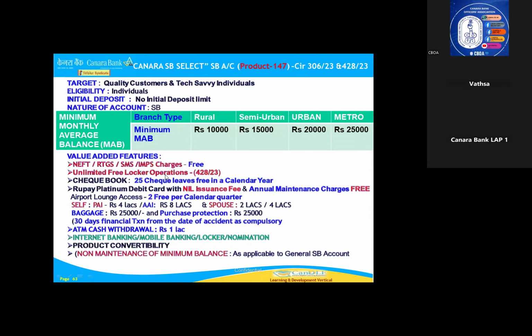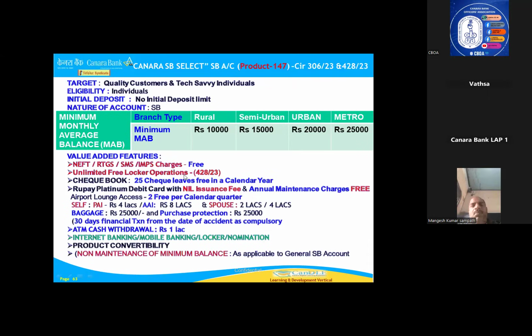Unlimited free locker operations. Since we have only 12 operations for normal customers, for these specific customers, it is unlimited free locker operations. Checkbook 25 check leaves in a calendar year. RuPay Platinum debit card with nil issuance and annual maintenance charges. Airport lounge access 2 free per calendar. Self personal accident insurance 4 lakhs and air accidental insurance 8 lakhs. Spouse 2 lakhs and 4 lakhs. Baggage 25,000. Purchase protection 25,000.